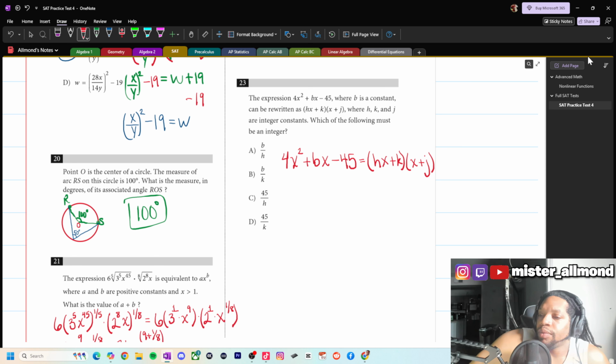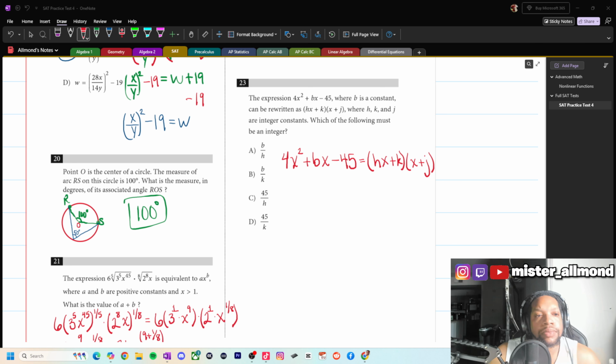Okay. Well, without even doing any work, well, okay. I was gonna say C or D, but even if H and K are integers, it doesn't guarantee that 45 divided by that will also be an integer. So, hold up.